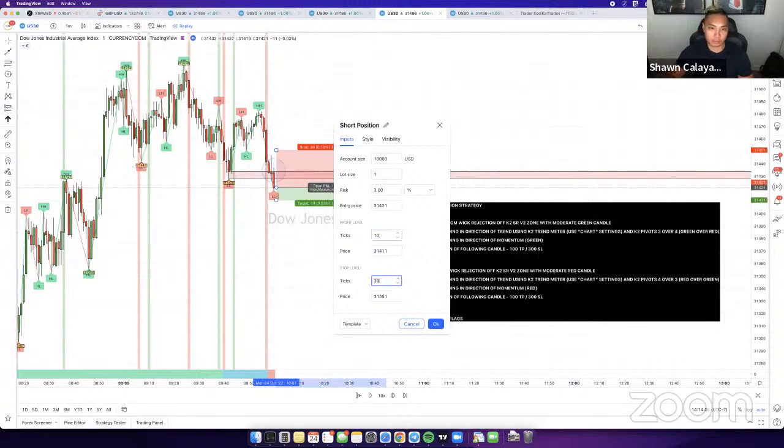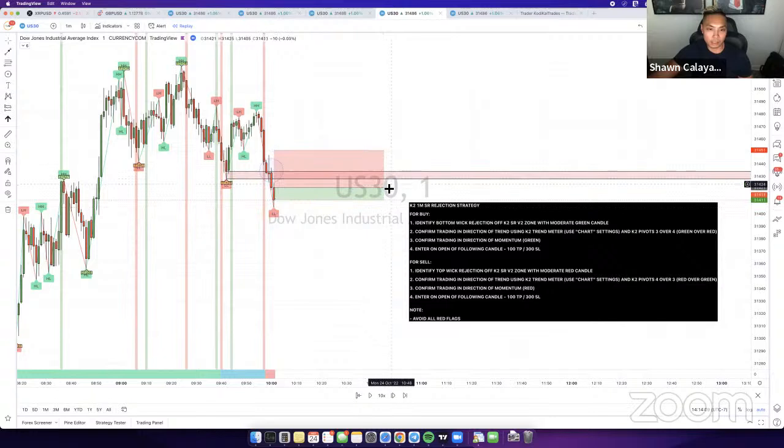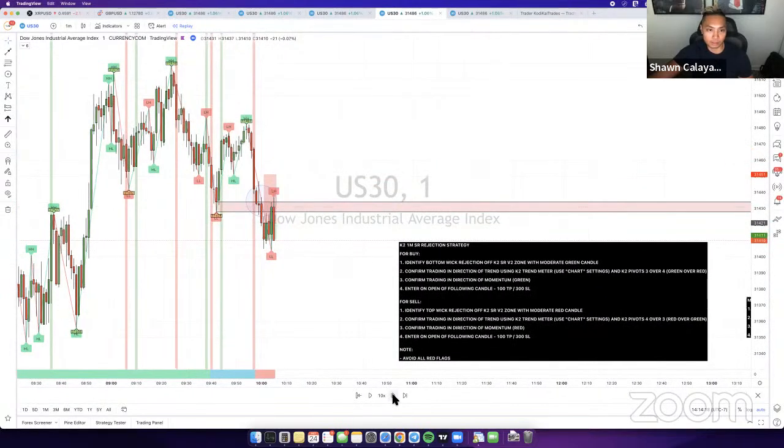TP is 100, stop loss is 300. Let the trade run. Full TP on the next candle with little to no drawdown, like literally straight to your TP. So there's one example right there. And then I think there might be another one right here. Let me see if I can find one. So that was one right there.